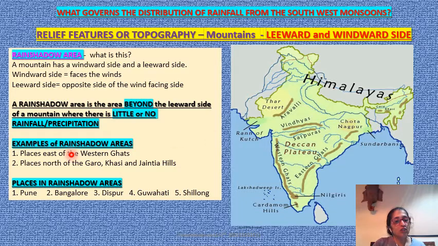So examples of rain shadow areas: places east of the Western Ghats, this side; places north of the Garo and Khasi hills; places north of the Himalayas. Now places in the rain shadow areas, names: Pune is here, Bangalore is here, Dispur, Guwahati and Shillong. They are all on the other side of the Garo and Khasi hills in Assam. This is Assam and they're all on this side, the north of the Khasi hills. So they're going to be in the rain shadow areas.